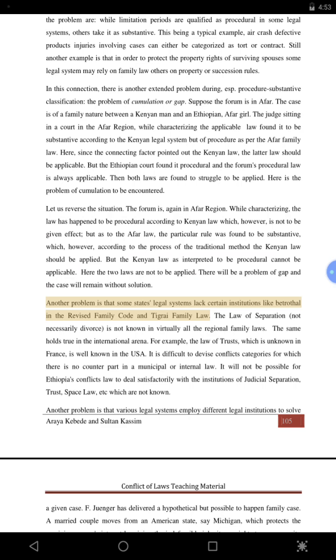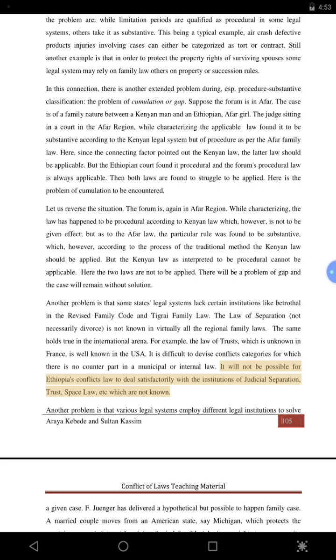Another problem is that some states' legal systems lack certain institutions, like betrothal in the revised Family Code and Tigray family law. The law of separation, not necessarily divorce, is not known in virtually all the regional family laws. The same holds true in the international arena. For example, the law of trusts, which is unknown in France, is well known in the USA. It is difficult to devise conflicts categories for which there is no counterpart in a municipal or internal law.